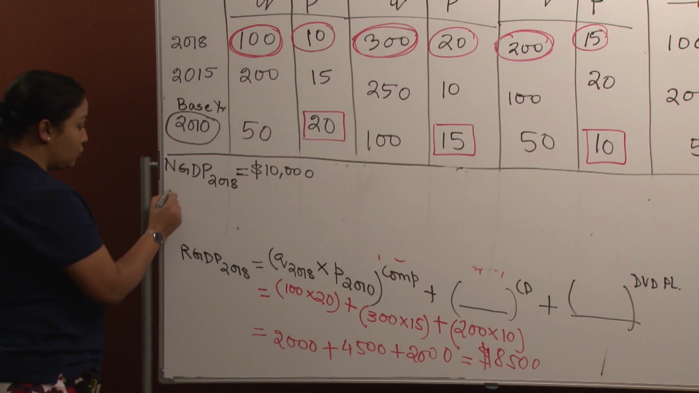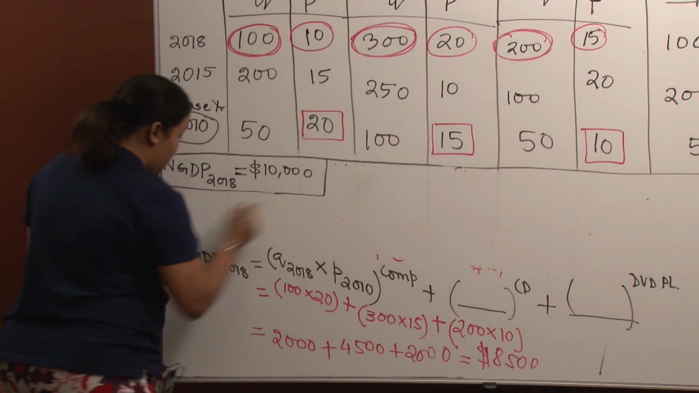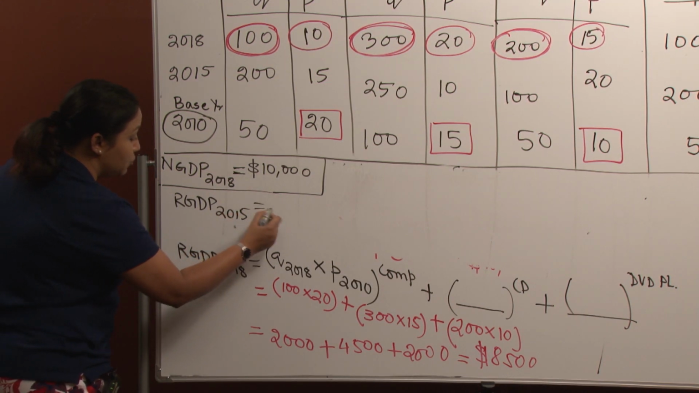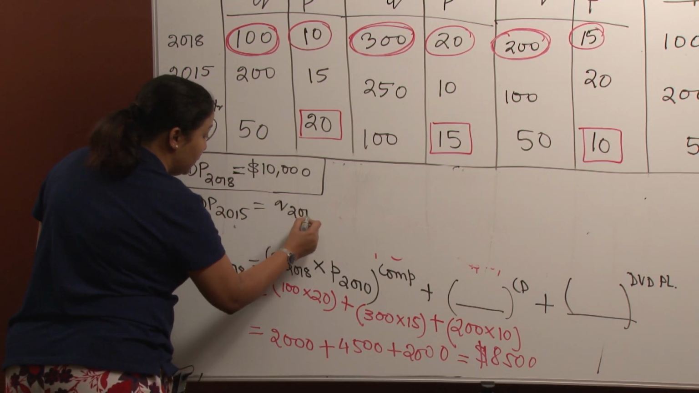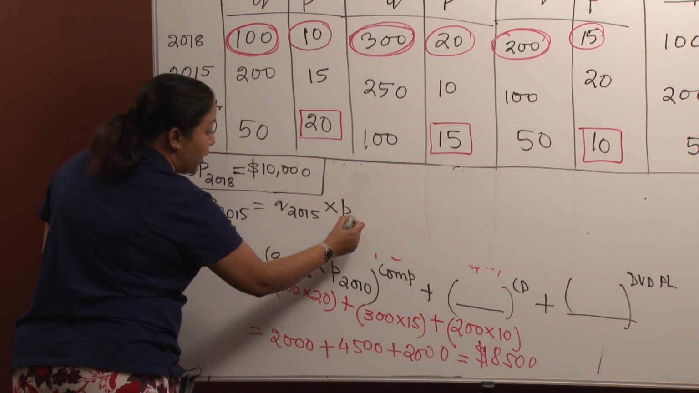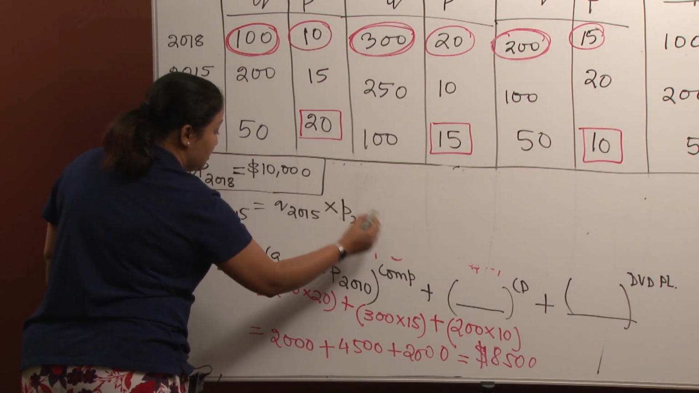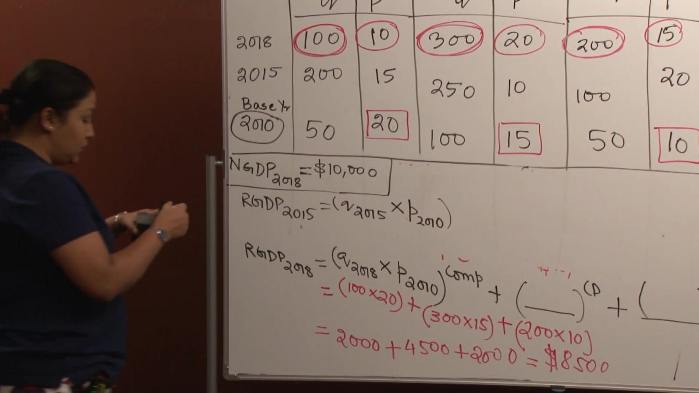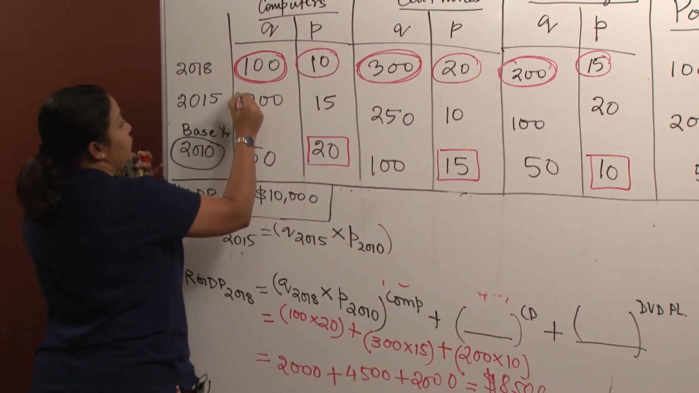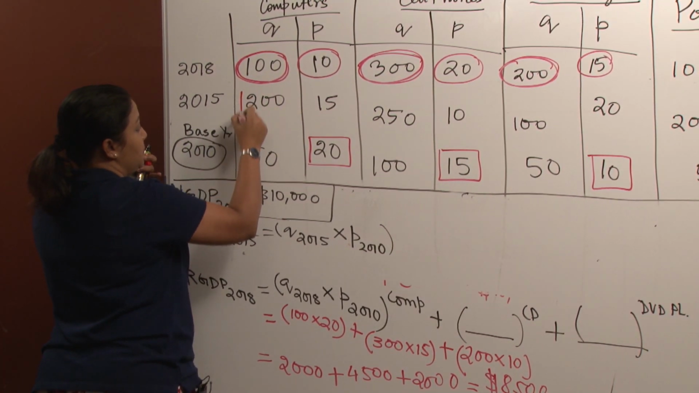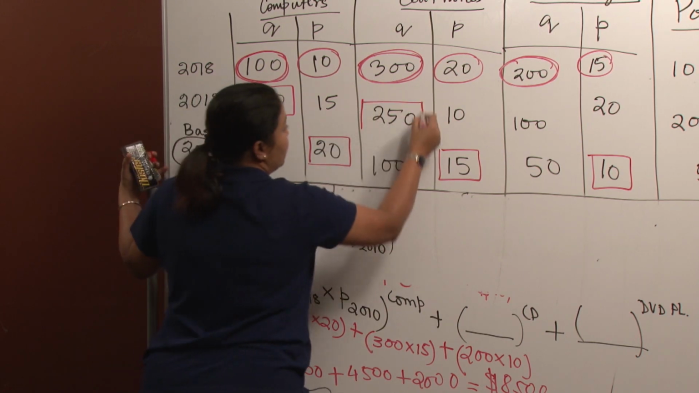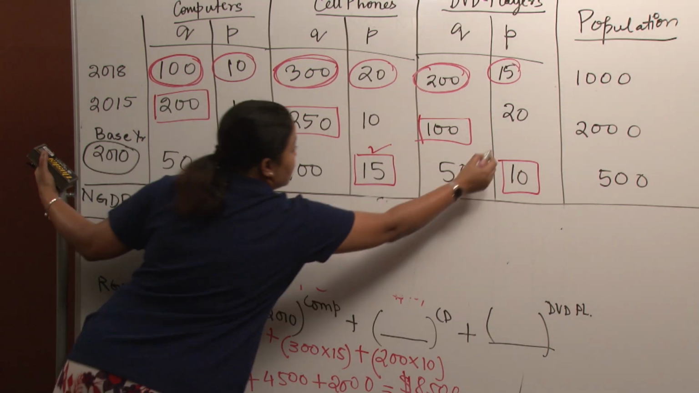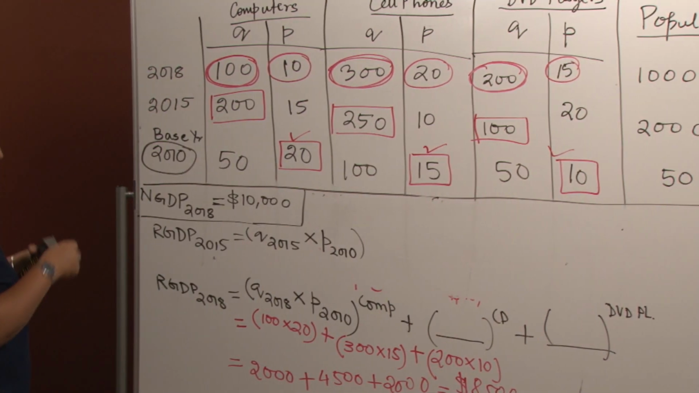Now let me work out what is the real GDP for 2015. So I would do quantity of 2015, but multiply it by the prices of 2010, because that's the base year, right? And I would do it for all the three commodities. So now I am taking the quantity of 2015, I am taking these quantities, and still multiplying them by those prices, right.